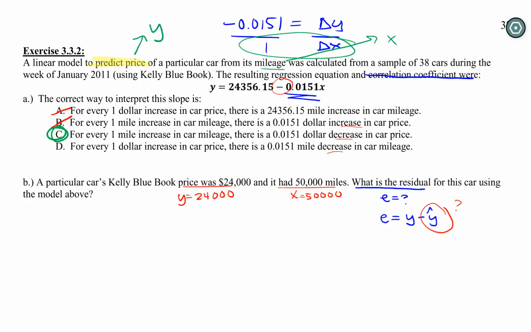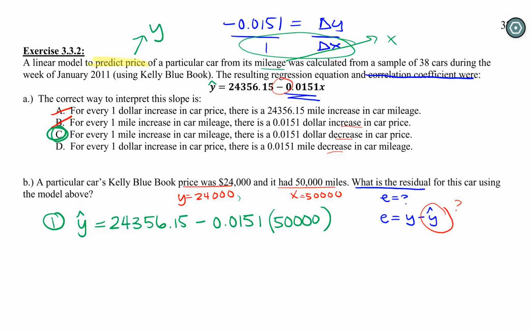Well, this is a 2-step question. Step 1, we can figure out what y hat is. If you recall, finding y hat is just about plugging in our x to the regression line. In fact, this should have a hat on it in that regression line. We have this y, but we don't need it. We're going to use the line to predict our price when the mileage is 50,000. So we'll take our intercept and subtract off 0.0151 times that x, and we'll figure out what our y hat is.